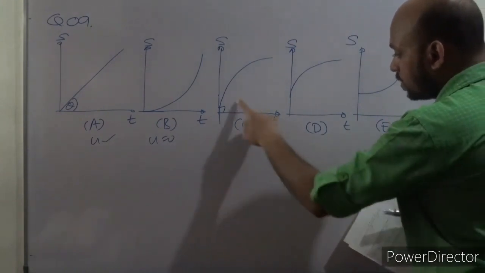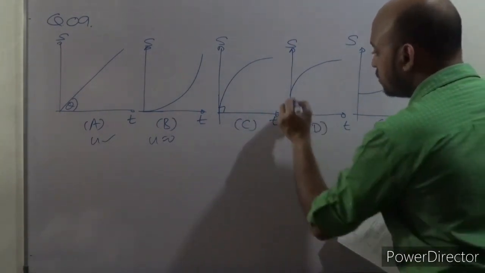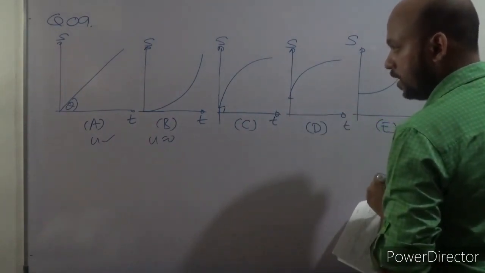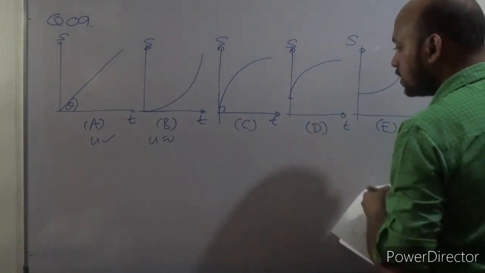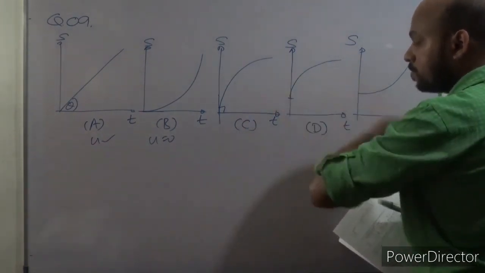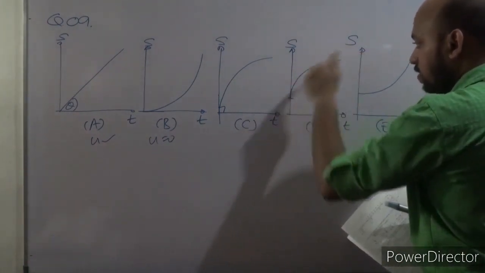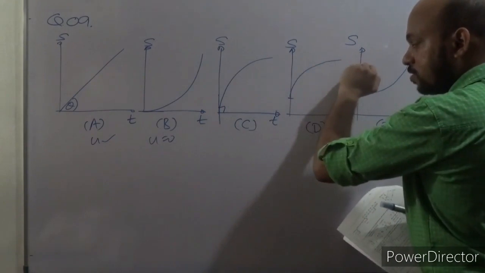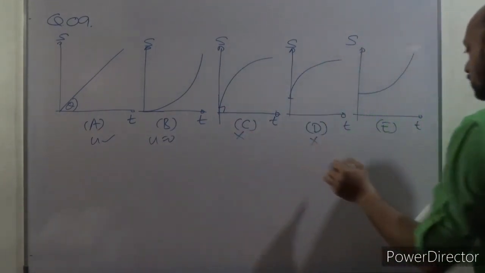D, what is the difference between C and D? Only the difference is that D has an initial displacement, the positive displacement. The D object starts on the positive side of the displacement with the maximum velocity, and gradually it is decreasing, it means deceleration to the positive side. So it cannot be the answer.